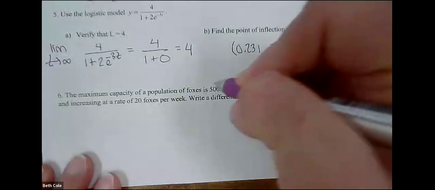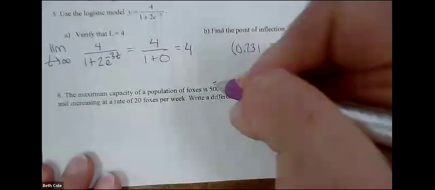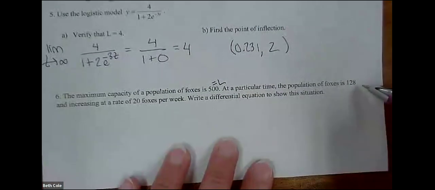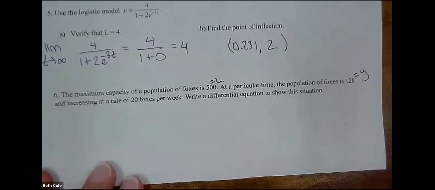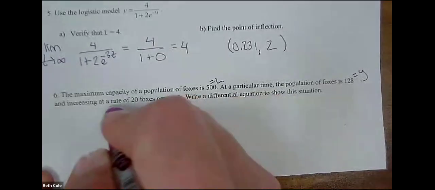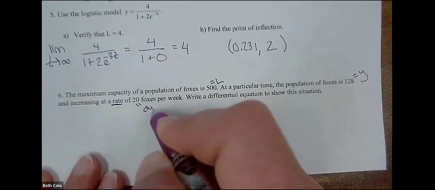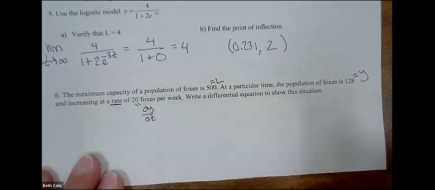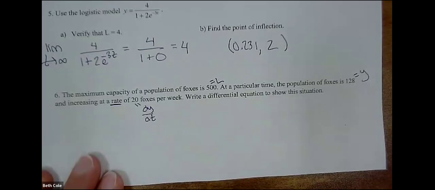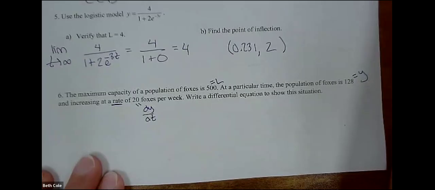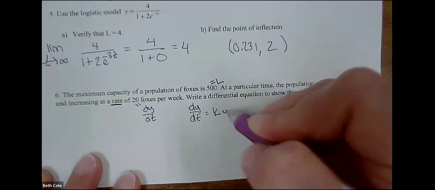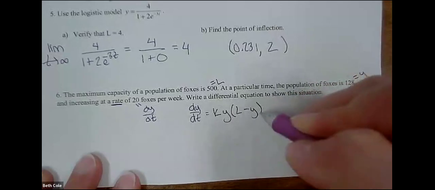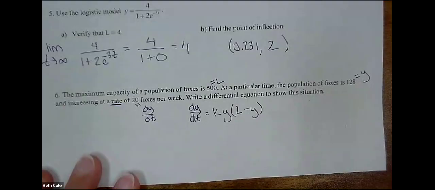Okay, so let's label all this. 500 is L, good. The amount of foxes is 128, so that's y. And then 20 is your rate. So 20 is dy dt. Rate is a derivative. All right, so I'm going to use that first version of the differential equation. Here, I'll just write the whole thing. dy dt equals k y times L minus y. So k is just a number.